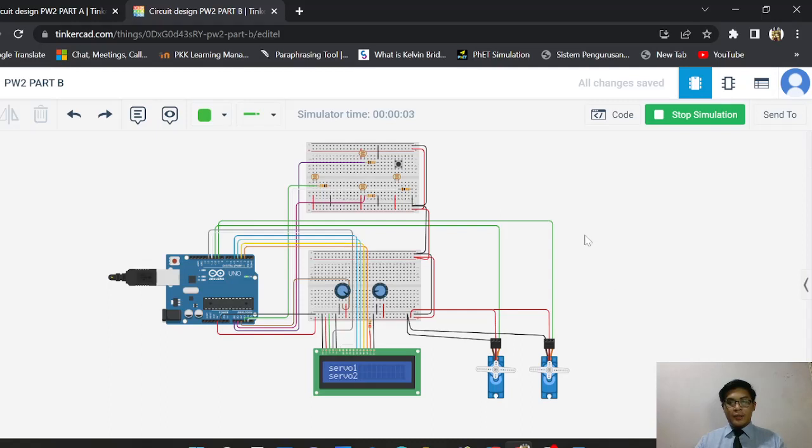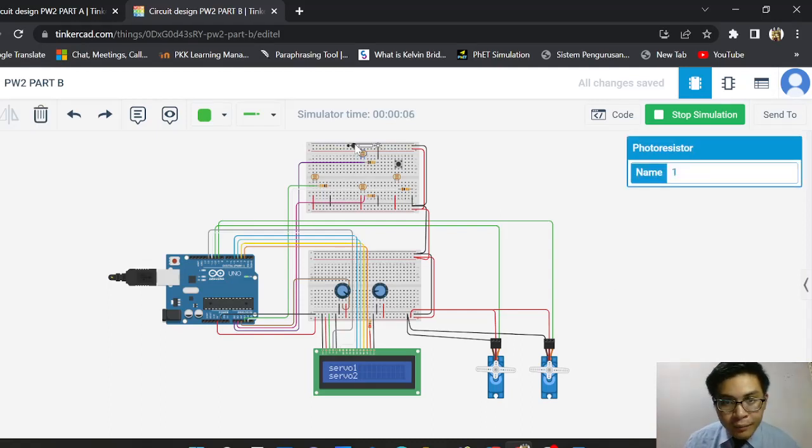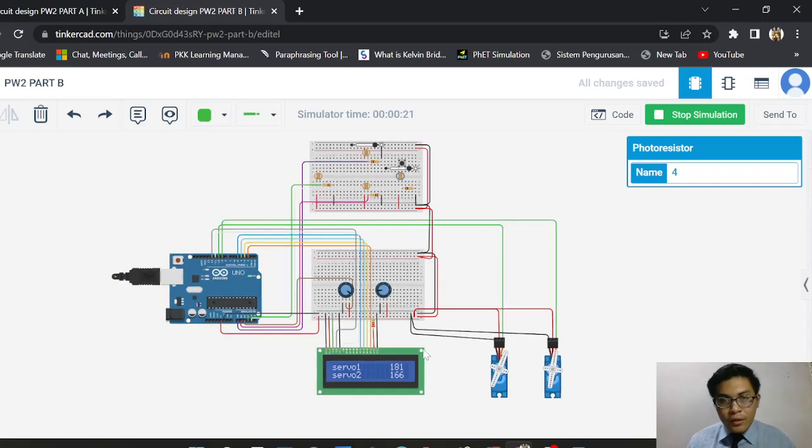And this is my simulation. When I pull this to the maximum light and pull this to the maximum light, servo 1 will say 1 and servo 2 will say 166. So if I minimize this light, to dark, and then put this to maximum, and this to maximum, the servo motor will change.